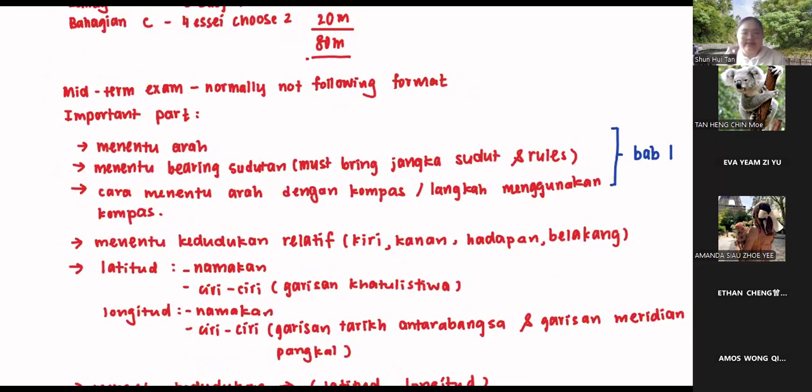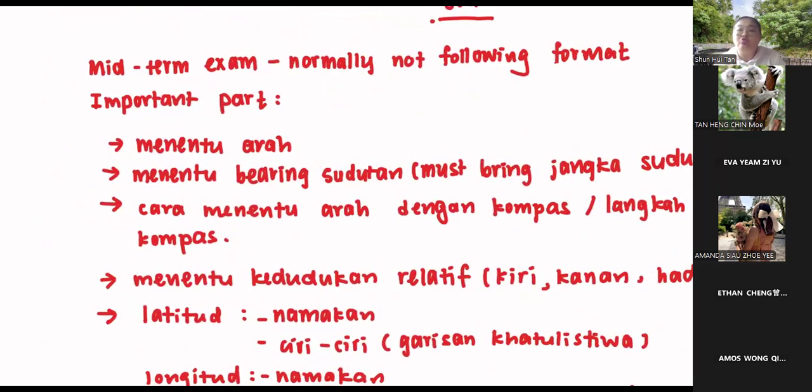For the first term exam, most of the time they cannot give you an exam format because you have learned so little, right? So there's no choice. They will give you some random questions, not following the format. Normally they will first ask you about menentu arah, to determine directions. Just a very quick recap: how many directions do we have? Be aware, we have 8 arah. Okay, 8 directions, and they split into 2. So you have arah mata angin utama.